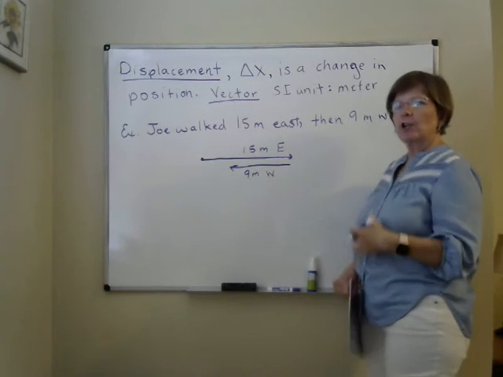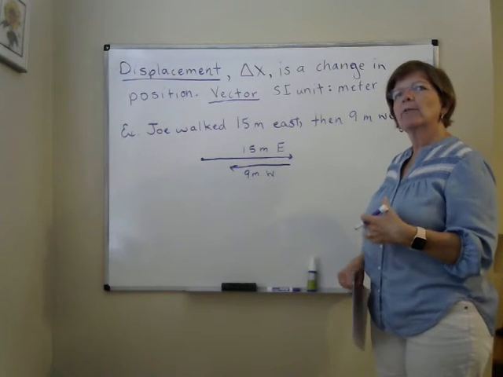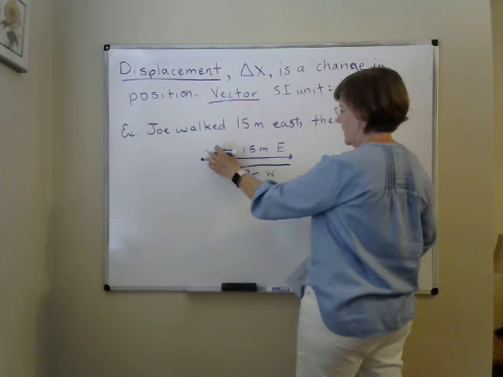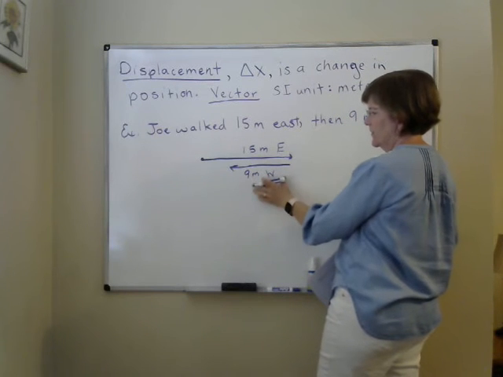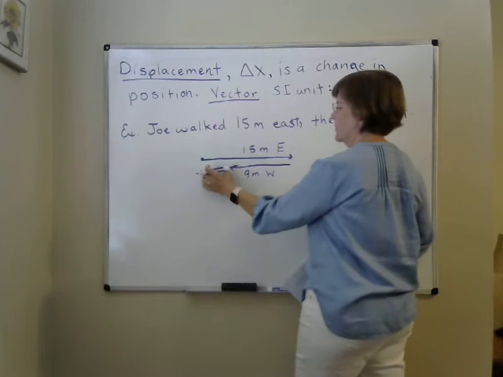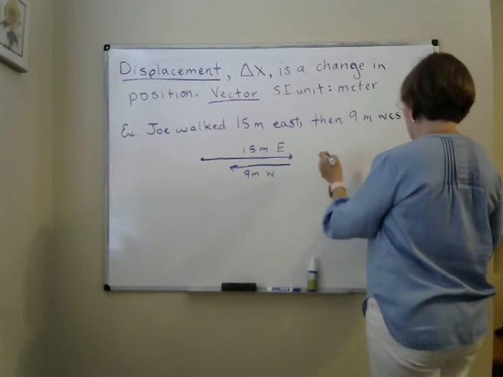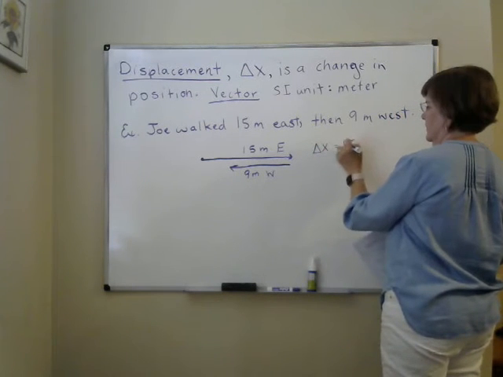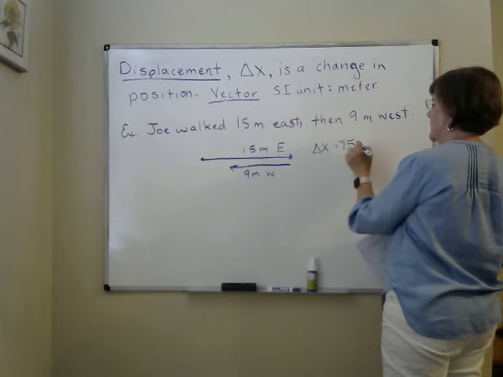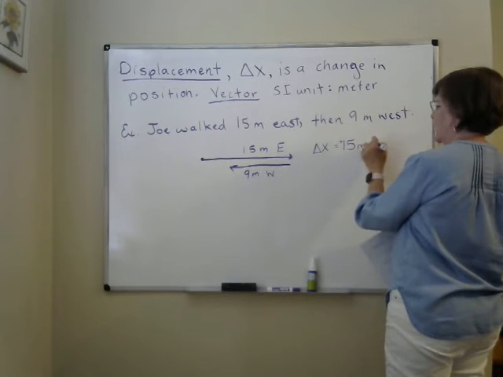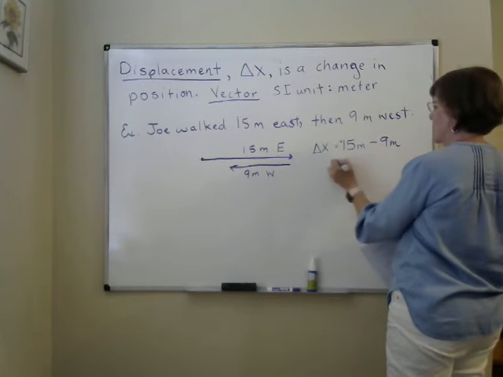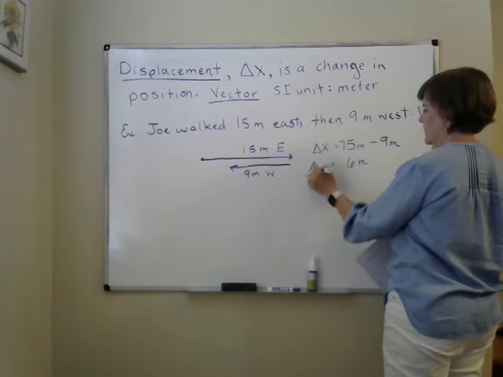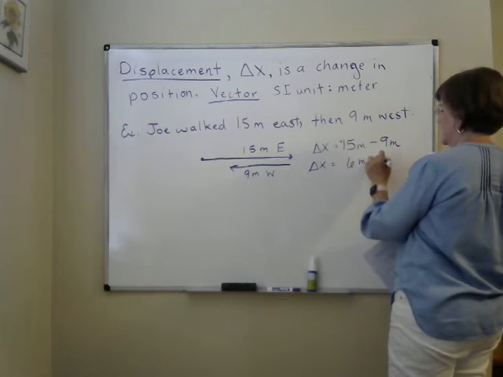Displacement is his change in position. Where is he now compared to where he started with? Well, obviously, if he goes 15 meters this way and 9 meters this way, he's 6 meters from where he started. He went a positive 15 meters, and then he went a negative 9 meters. He ended up 6 meters east.